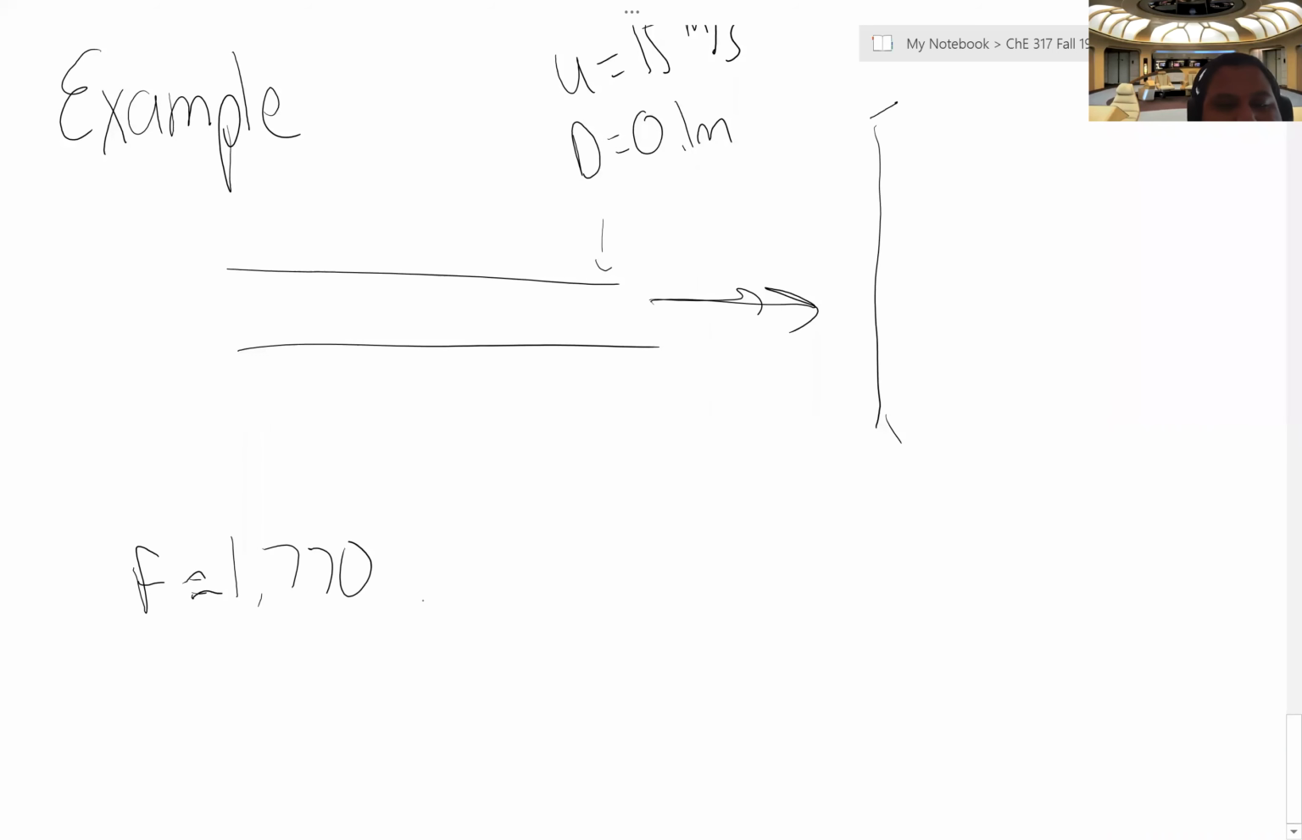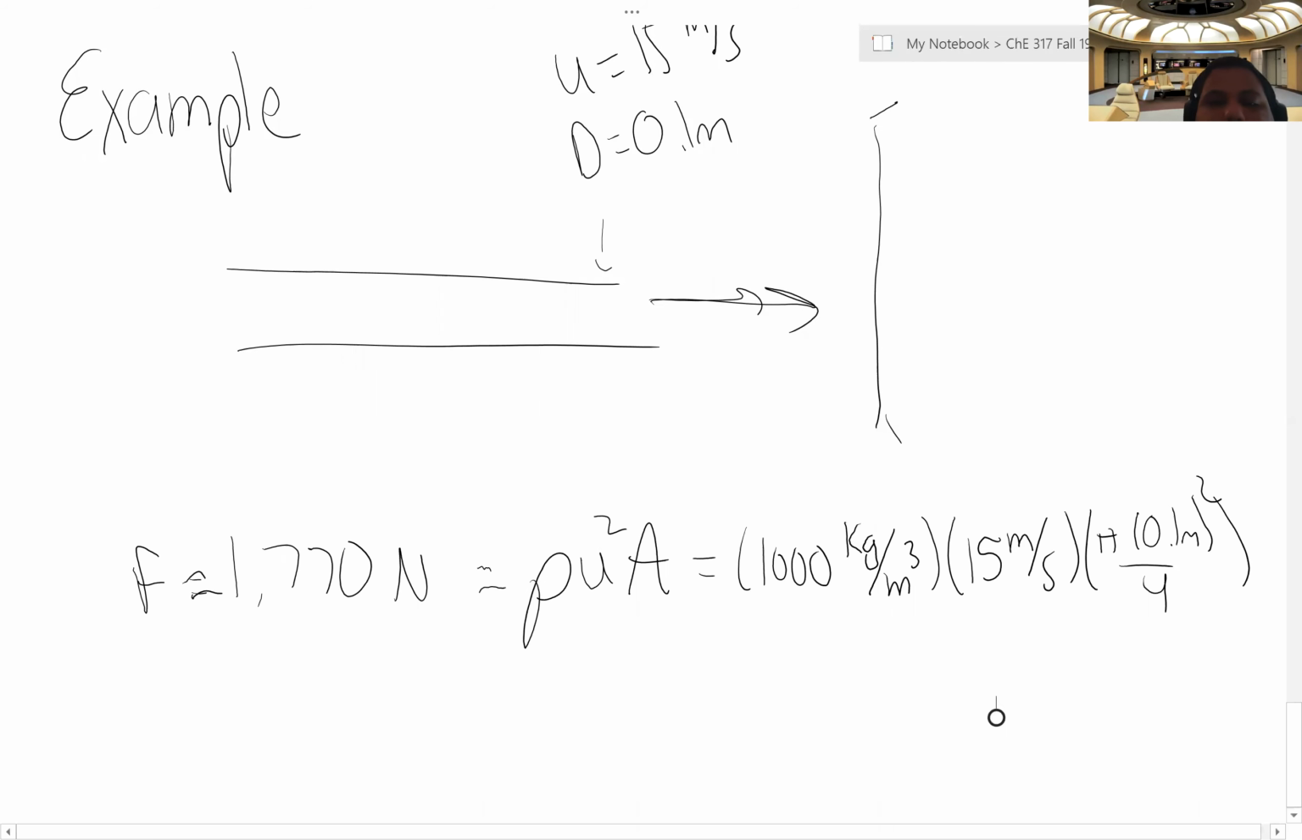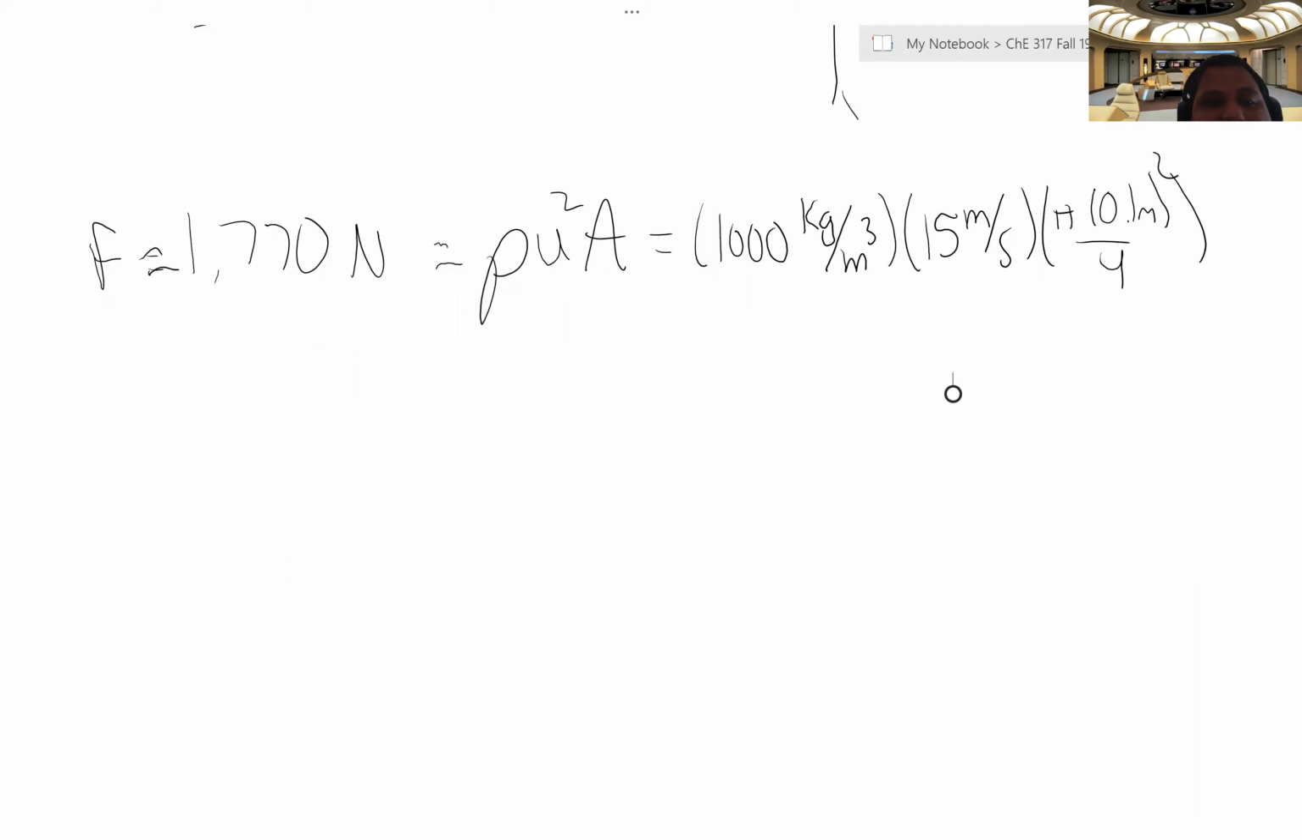All right. Which should have simply been the density times velocity squared times area, which for this system was 1,000 kilograms per cubic meter times 15 meters per second squared times pi times 0.1 meters squared over 4. All right, so that should have gotten you about 1770. Yeah, that's pretty close. Let's look at another example that's a little more complicated.